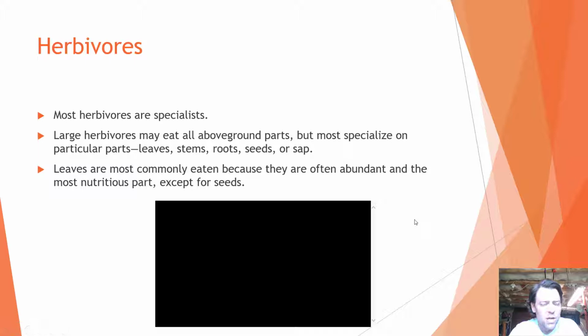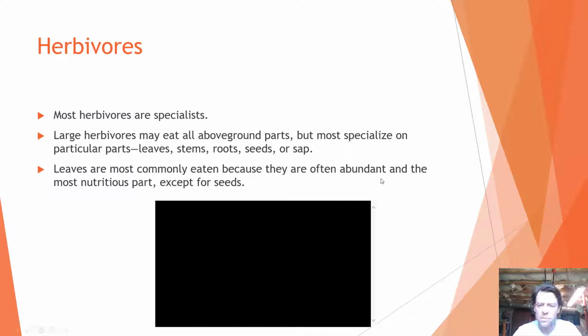But most herbivores tend to be specialists. Large herbivores may eat all above ground parts, but most specialize on particular parts. So for example, leaves, stems, roots, seeds, or sap. And you can think about organisms that eat different components of the plant. So a lot of browsers will eat leaves, for example.